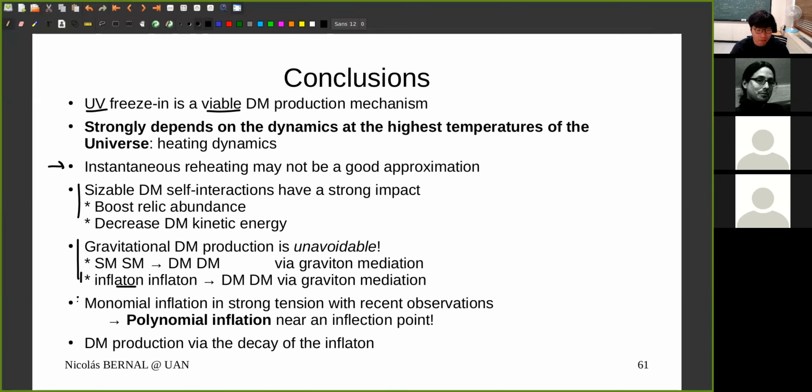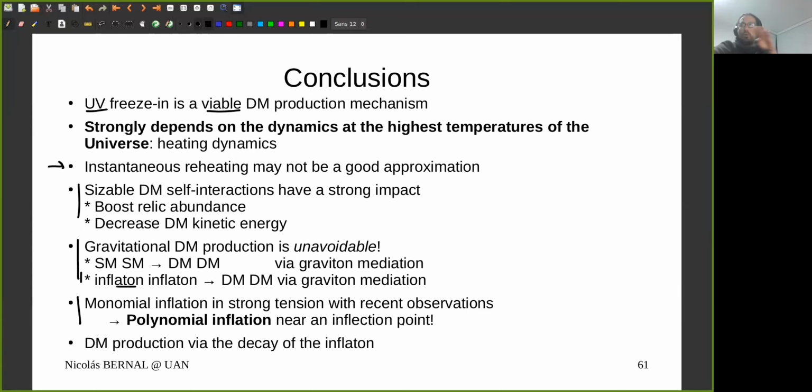Also, in light of recent observations, meaning Keck and BICEP, we know that monomial inflation is in strong tension, in particular because of the tensor-to-scalar ratio. So polynomial inflation is a completely viable alternative. Polynomial inflation near an inflection point, because you want slow roll, so you want the potential to be flat enough to have slow-roll conditions. In that case, dark matter could be produced via the direct decay of the inflaton.